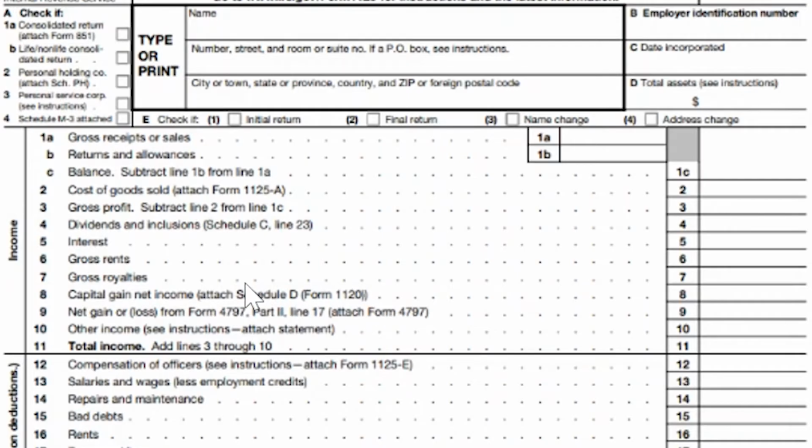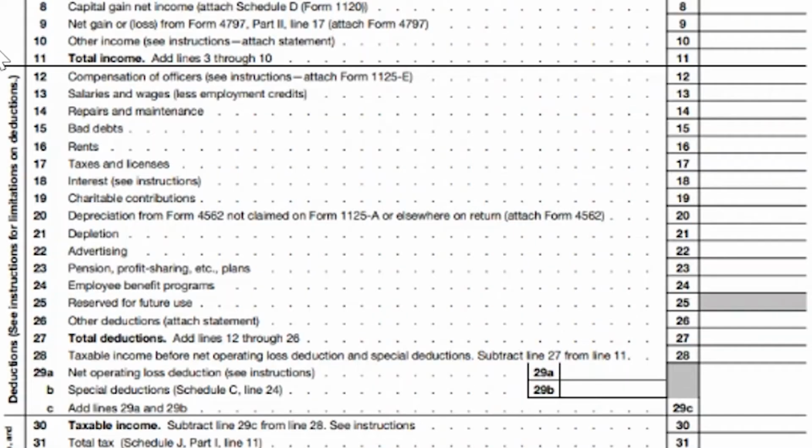Then you put in another schedule. So it could be a couple other pages or not more pages, and other gains and other income. So you come up with a total income. Right here in the first section is income. And the second section right here is all the deductions.